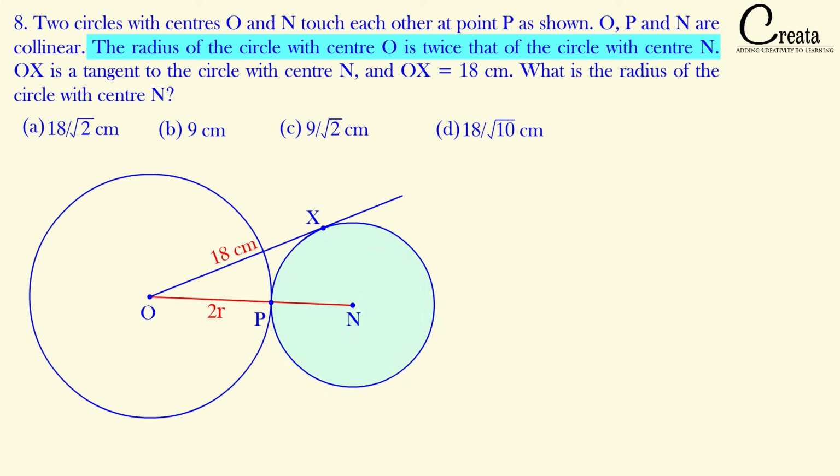Got it? The radius of this circle is R and the radius of this circle is twice, so it will be 2R. Further, OX is given as 18 centimeter, and in this question we have to find the radius of the circle with center as N. It means we have to find the value of R. Here NP is the radius, that is R, and NX will also be the radius R.